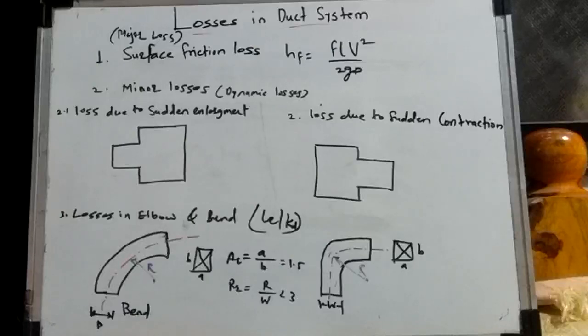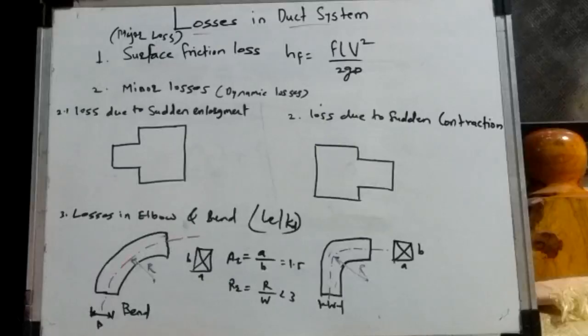We learn about the losses in fluid mechanics, that is major and minor losses. So these are the basic two categories while classifying the losses that occur in the piping system. So the same losses we have to consider while designing the duct system.